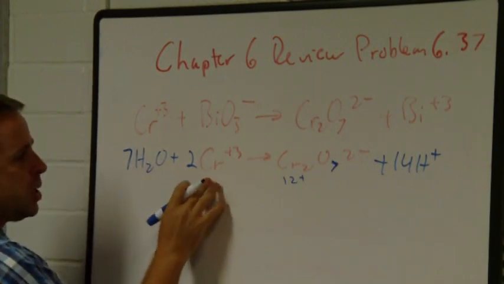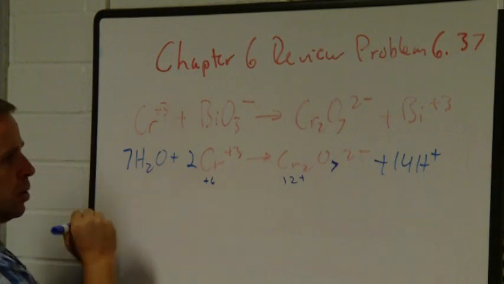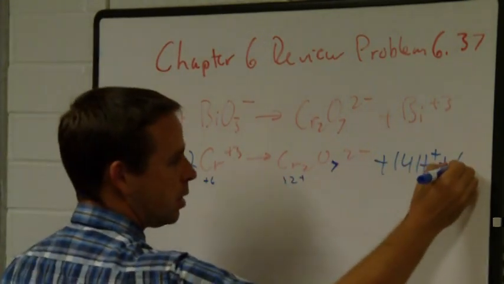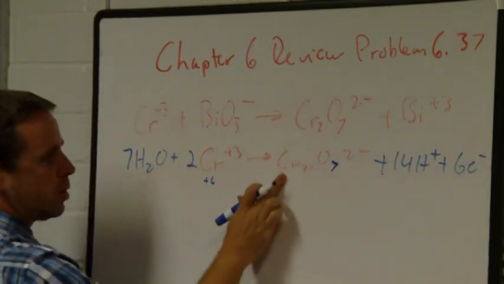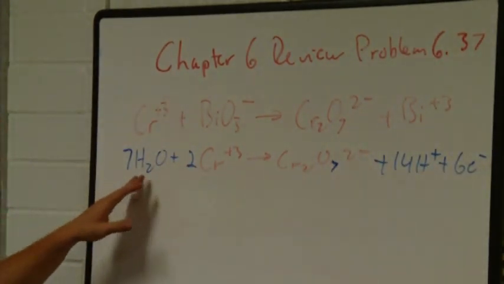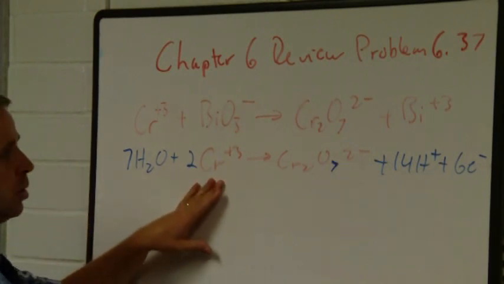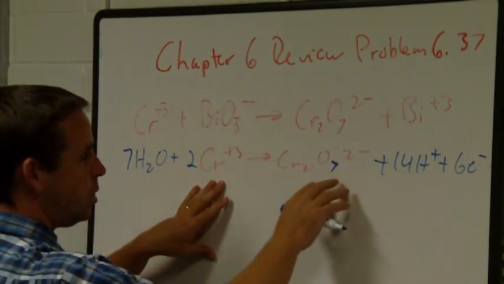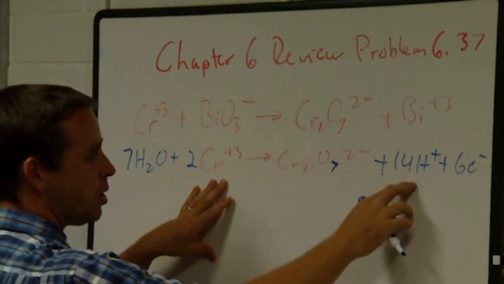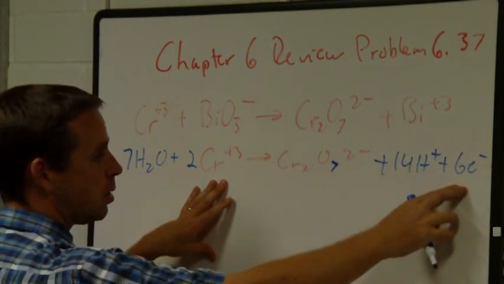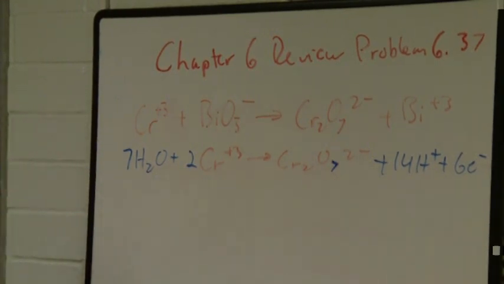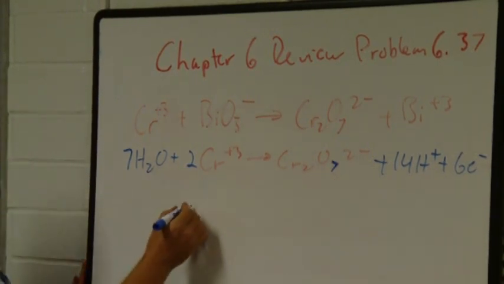2, 3 pluses, that's a plus 6 over here. So to the more positive side over here, and I need 6 electrons, because this was a plus 12 and that's a plus 6. I can always double check. Plus 6 over here. What's the net charge over here? Plus 14 minus 6, 8 minus 2, plus 6. Okay, so there we go. We have that one done.